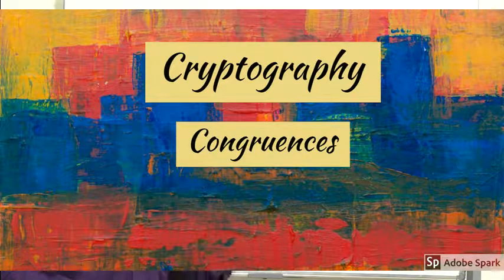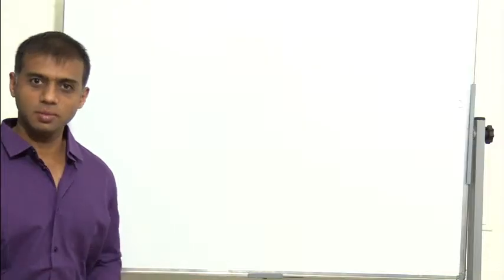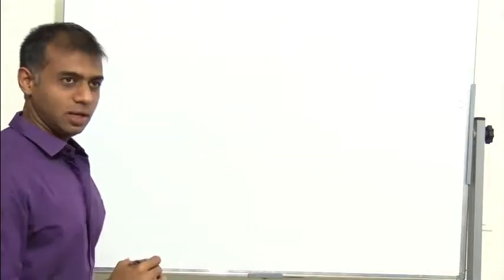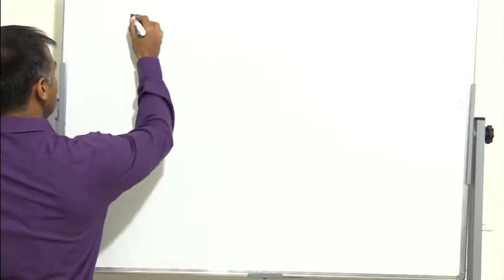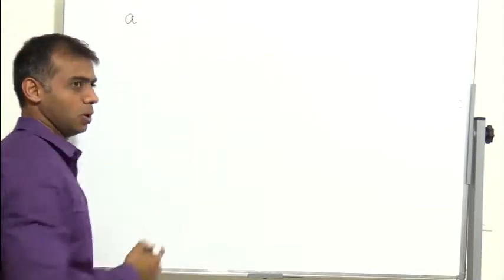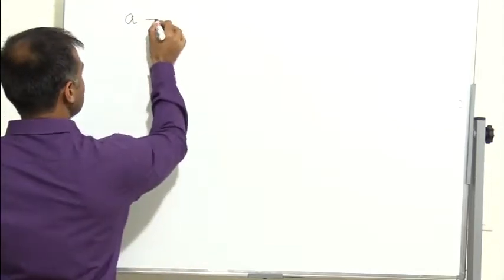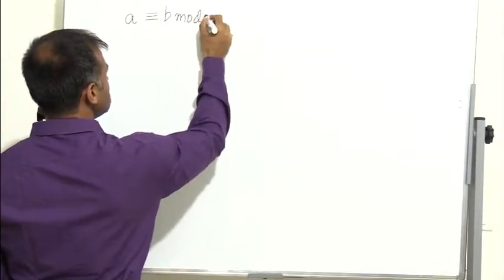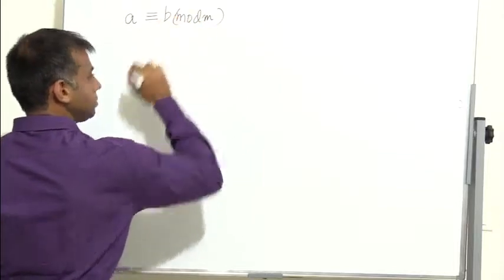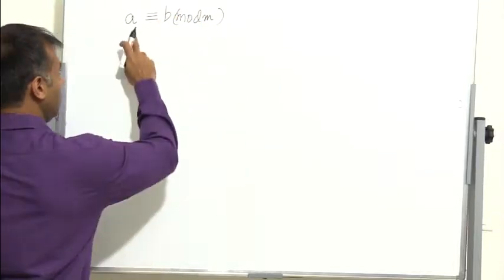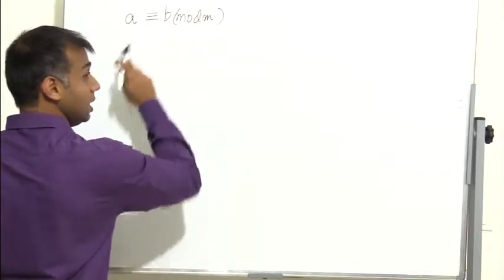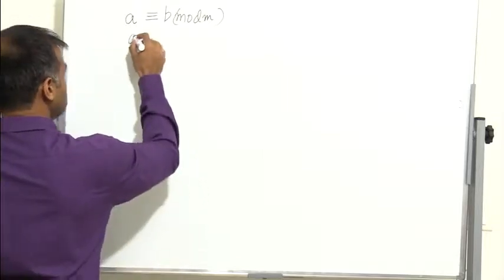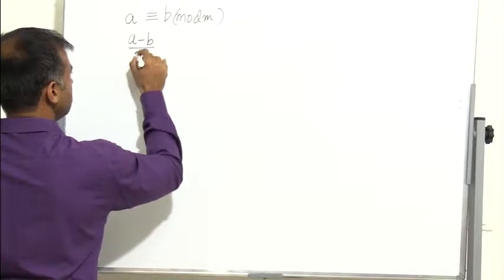In this session, we'll talk about congruences and some of its properties. So how do we define a congruence relation? We say that A is congruent to B mod M and write it in this way: A is congruent to B modulus M, if and only if A minus B is divisible by M. That is, A minus B must be divisible by M.